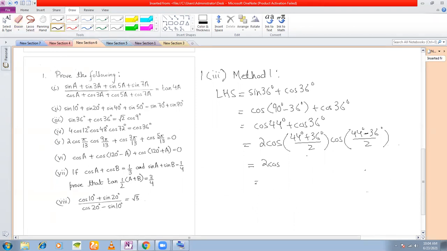90 minus 36 is how much? 44. I have made a mistake here. 90 minus 36 is 54, not 44. Right? So this should be 54. Right? So 54 plus 36 is now 90. So this becomes 45. And this becomes cos 9 degree.